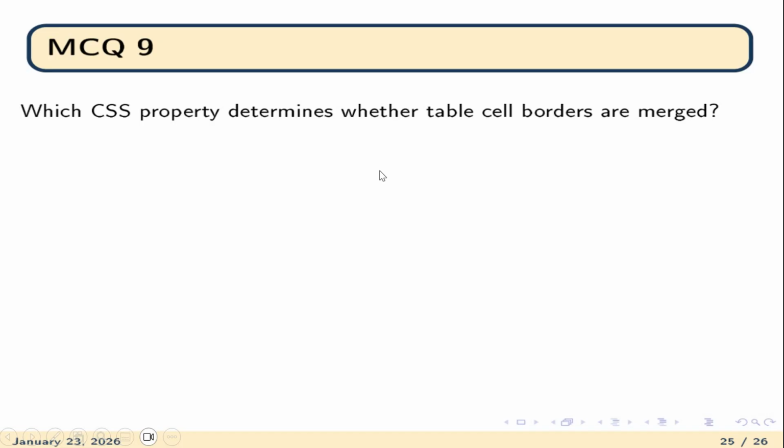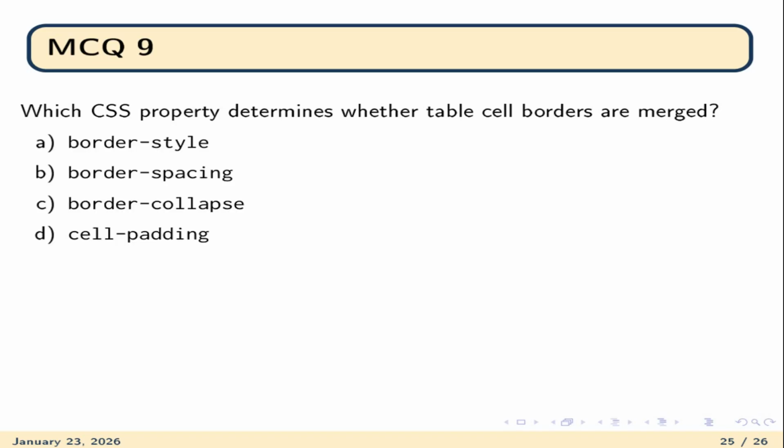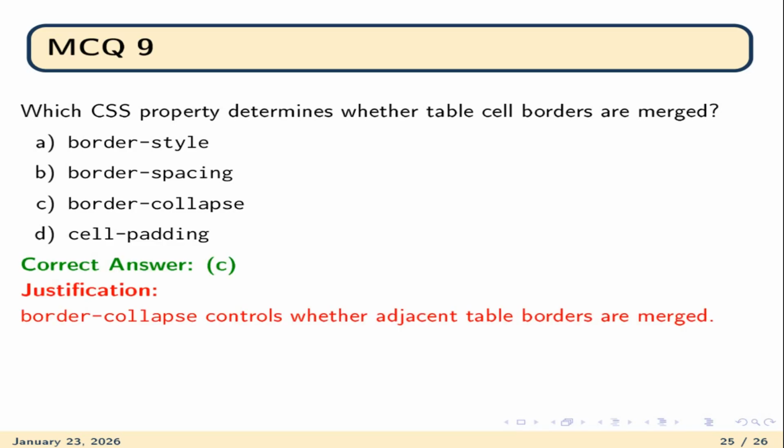Question number 9. Which CSS property determines whether table cell borders are merged? Border style, border spacing, border collapse, or cell padding? The correct option is C, that is border collapse, because it controls whether adjacent table borders are merged.